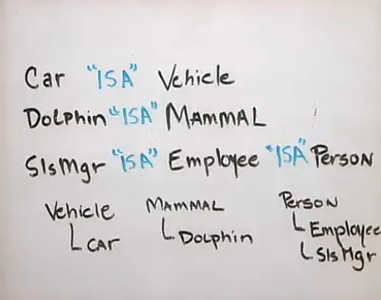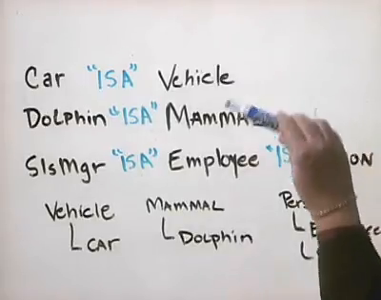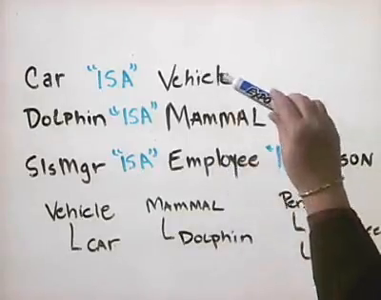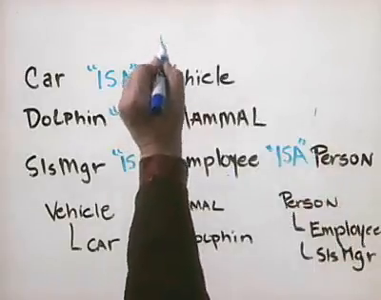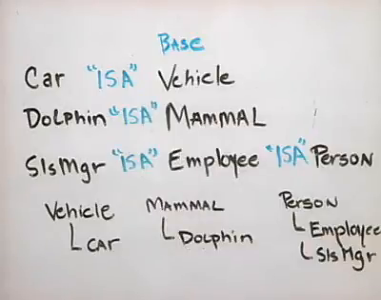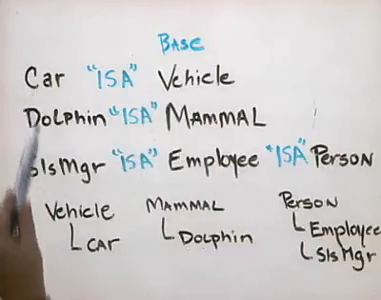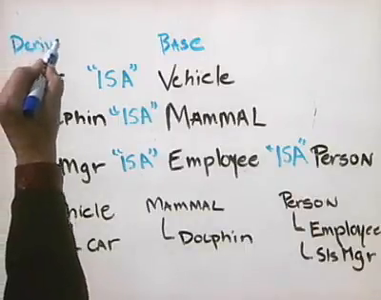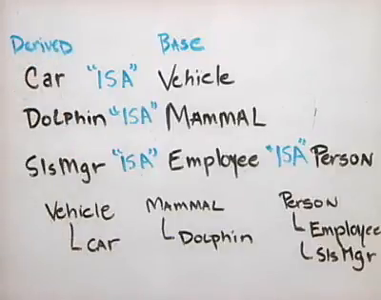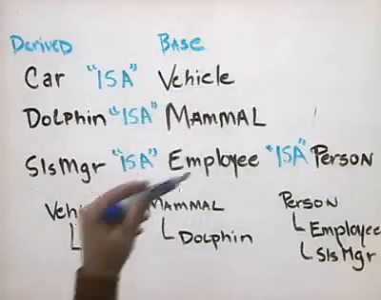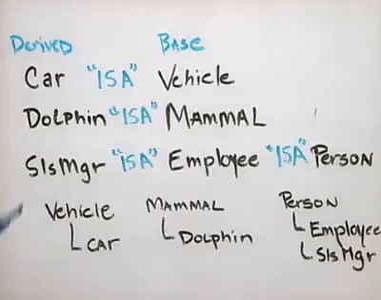Here we have on the right-hand side vehicle, mammal, and employee. Those are classes, and we would actually call those base classes. Those are, generally speaking, more general than these classes. These are more specific. So these are what we would call the derived classes. Keep in mind there's lots of terminology for these two entities. Sometimes this is called the superclass, sometimes this is called the subclass. Parent class, child class.